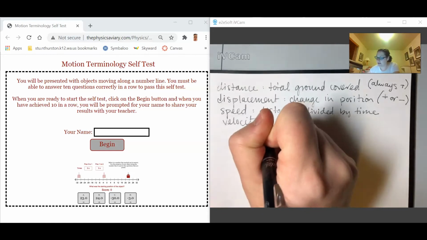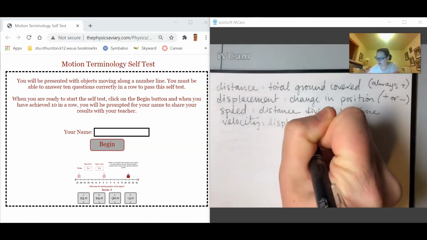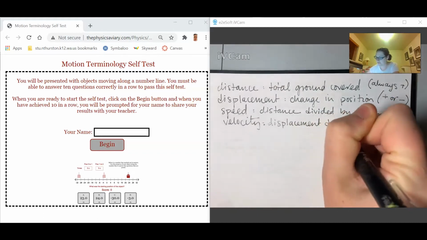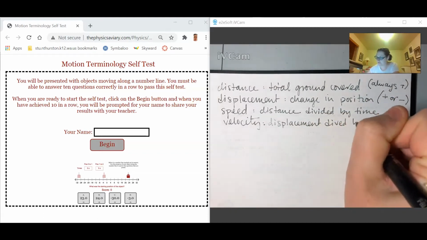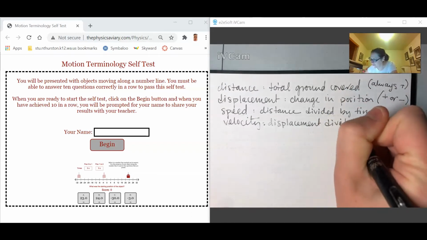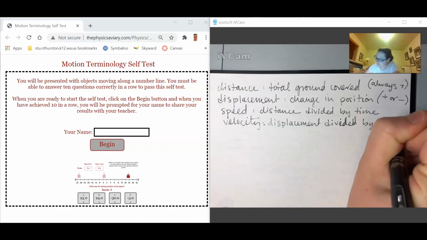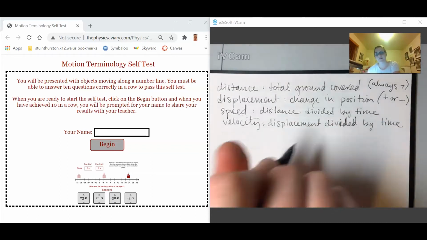Velocity, on the other hand, is displacement divided by time. Displacement divided by time. In class, I make mistakes too, so this is very real.